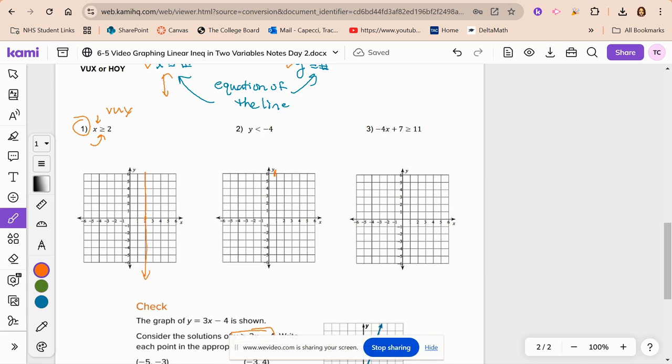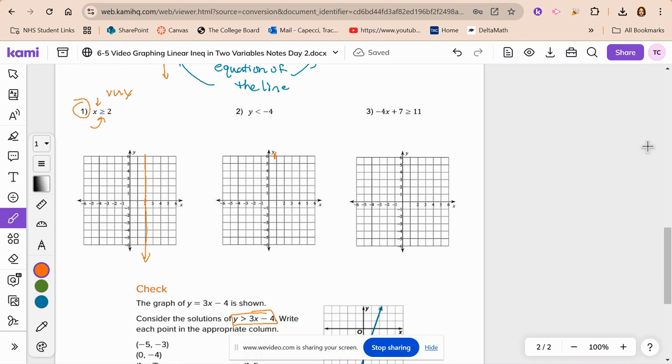Now the greater than means it's going to be shaded above. So we need numbers that are above 2. All of the numbers that are above 2 appear on the right-hand side of the line. So we're going to include that shading there.